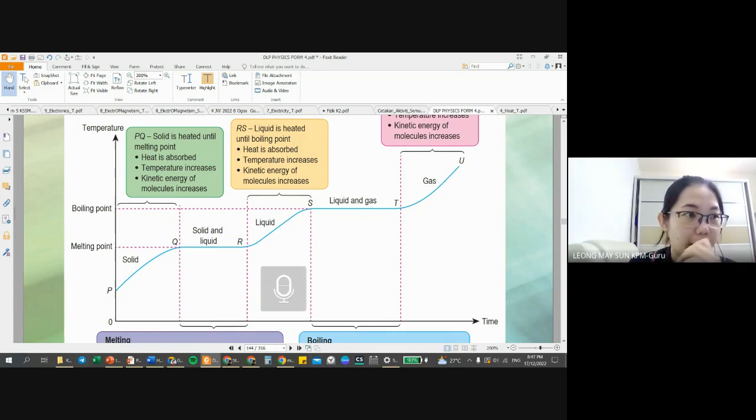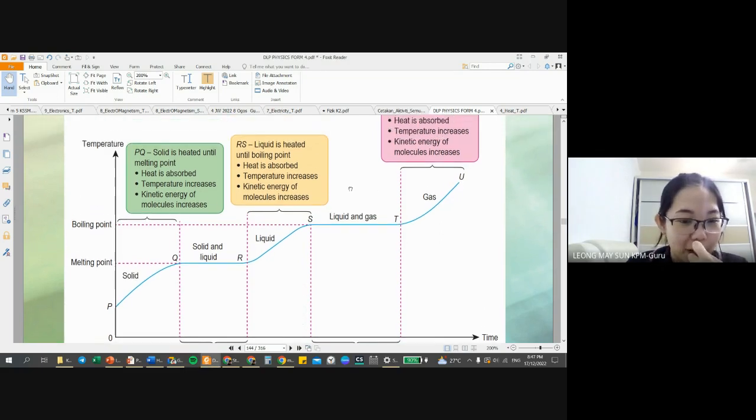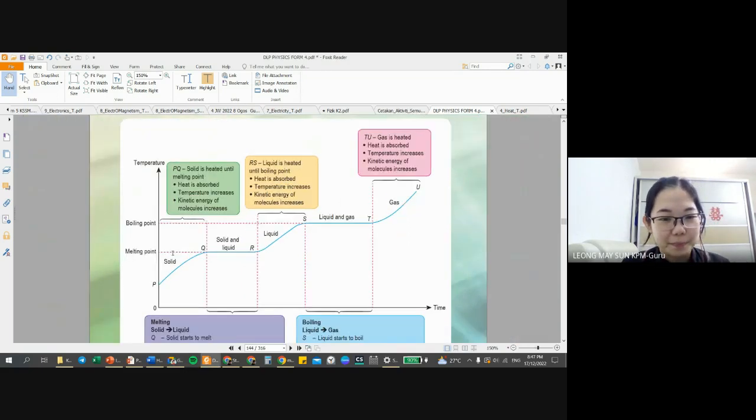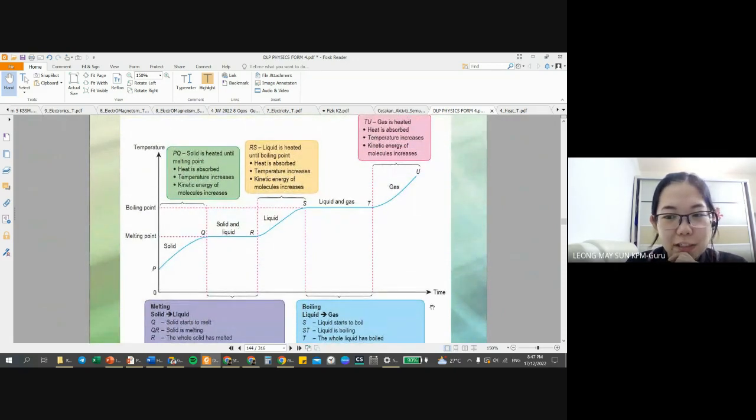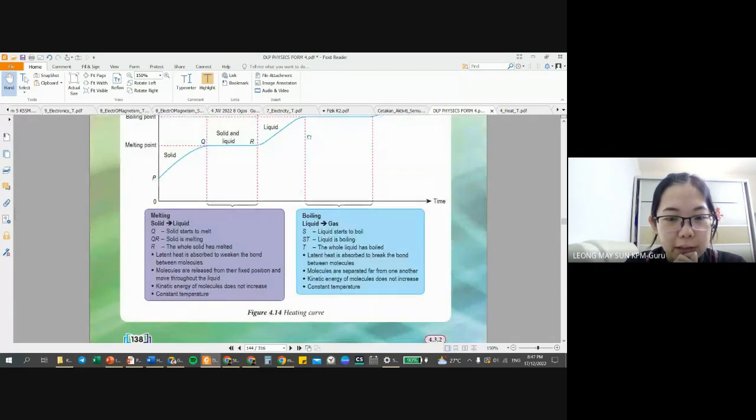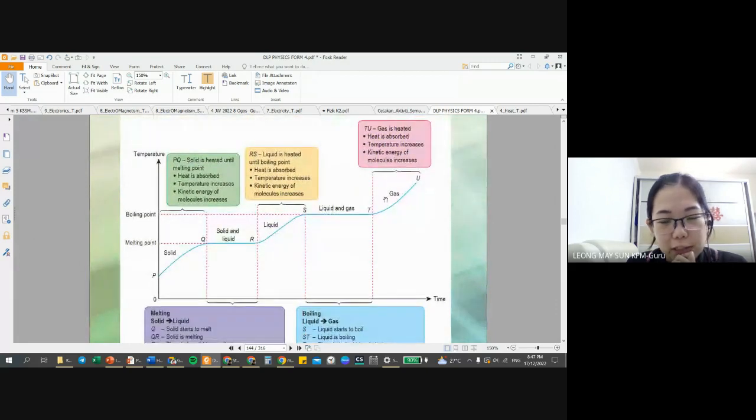Okay, before I start, Gamma, please keep quiet first. All right, if you look at this, don't respond anything yet. If you look at this temperature versus time graph, we see that this is actually the heating curve. This is the heating curve for a substance.